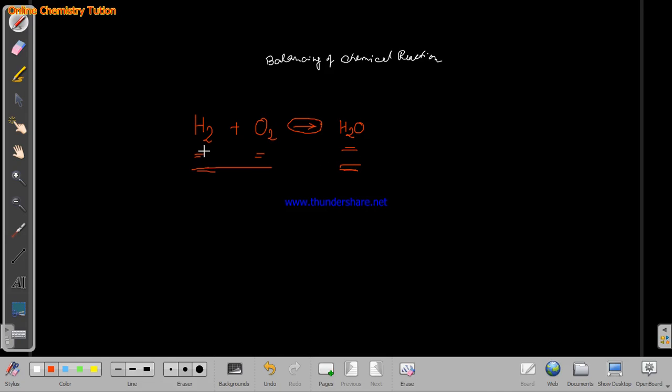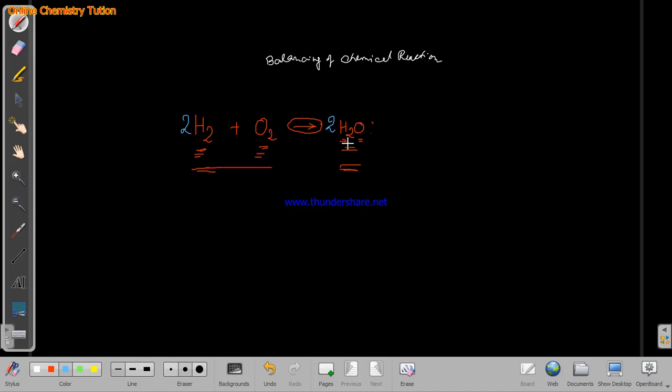Okay. Now here we are seeing that two hydrogen atoms are present here, two hydrogen atoms are present here, two oxygen atoms are present here, and one oxygen atom is present here. So here the oxygen atom should be twice. To do it, we are placing a number 2 here. Thus oxygen will be 2 atoms and the number of hydrogen will be 4 here. So to do this, we have to add 2 here.